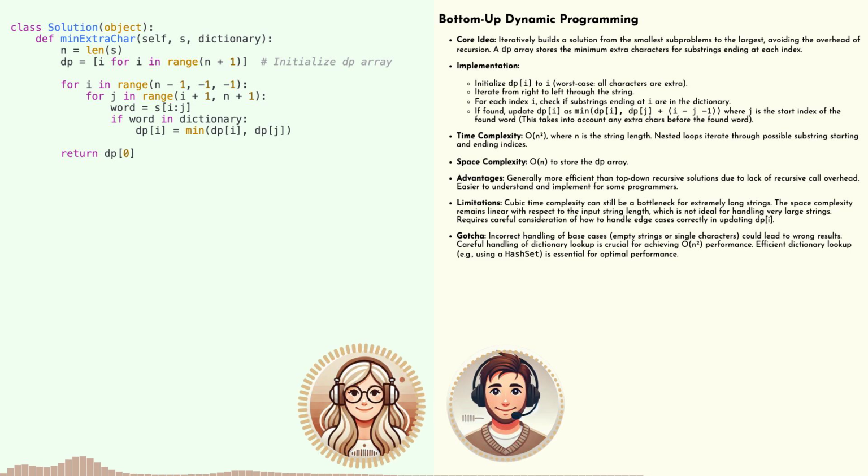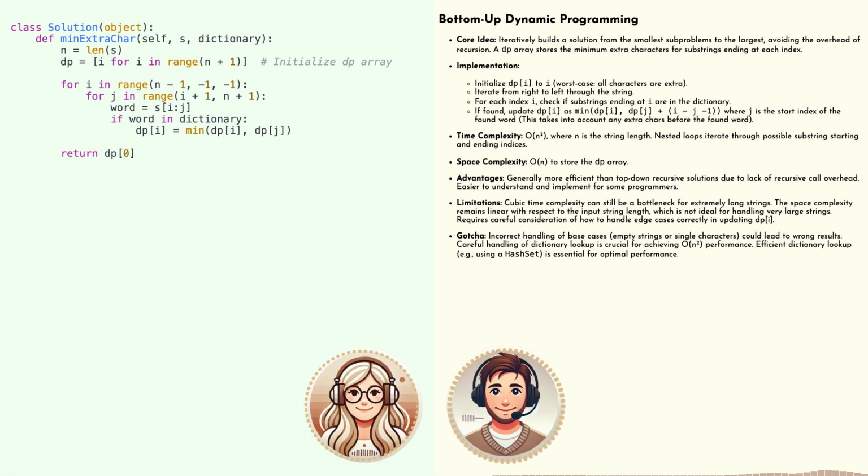And we fill this array from left to right, starting with the simplest case. So we start by initializing minextra at index 0 to 0, because an empty string has no extra characters. Exactly. Then for each index, let's call it right, from 1 to the length of the string. So we're walking through the string.